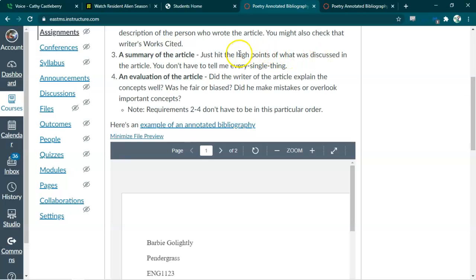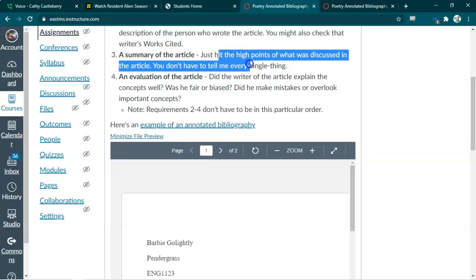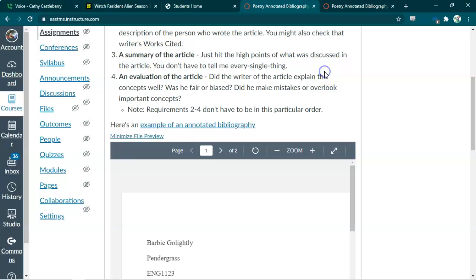Okay, so, but basically you're just going to hit the high points and say, the author says this, the author writes about that, the author makes a claim that, and you'll fill in those blanks about what the author said or studied or claimed in his or her article.